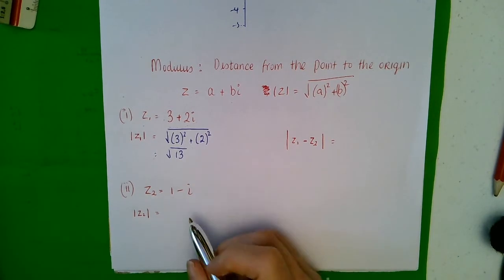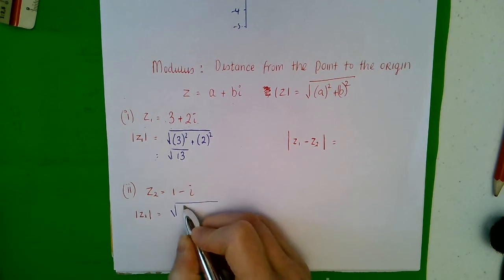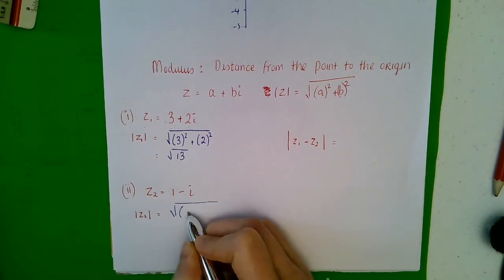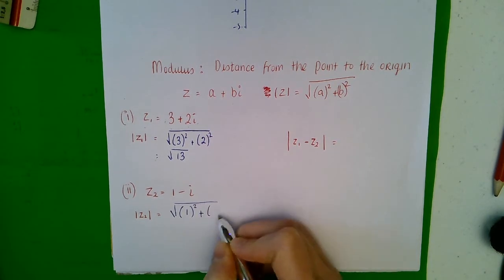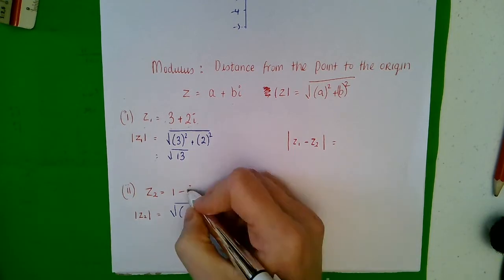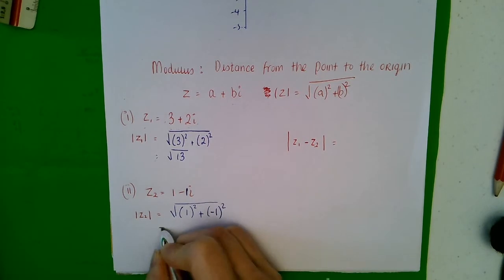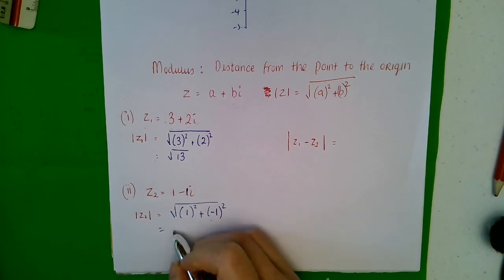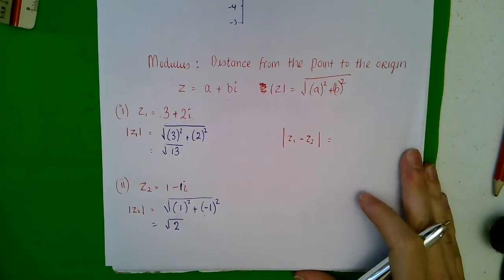In the next part, z2, we're asked to find the modulus of z2. Again, we are going to square the first, so 1 squared, and we're going to add that to the square of the second. In this case there is no number in front of the i, which means it's actually 1, but there's a minus there too, so it's minus 1 squared. We know that minus 1 squared is actually 1, but we can put this straight into our calculator and that will give us 2. So the modulus of z2 is root 2.